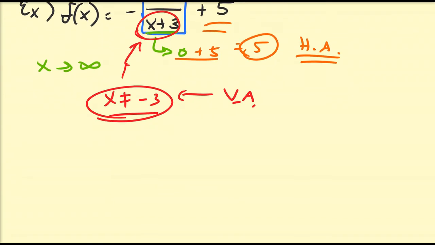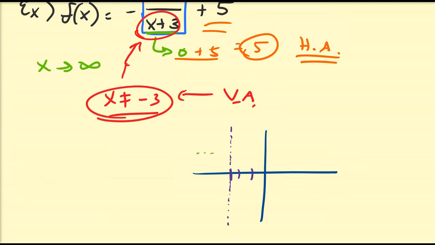So let's just graph those things out. Let's see if we can construct a graph right quick. x cannot be equal to negative 3, so 1, 2, 3. So our vertical asymptote is going to be here. y cannot be equal to 5, so this is going to be 1, 2, 3, 4, and 5. All right, so it's going to be y is equal to 5, and this is going to be x is equal to minus 3.